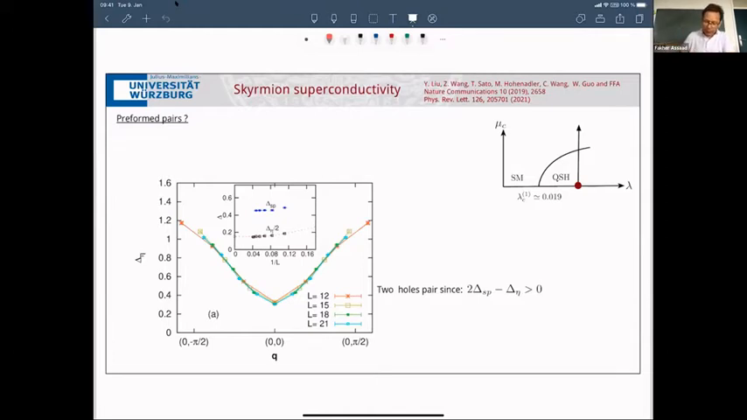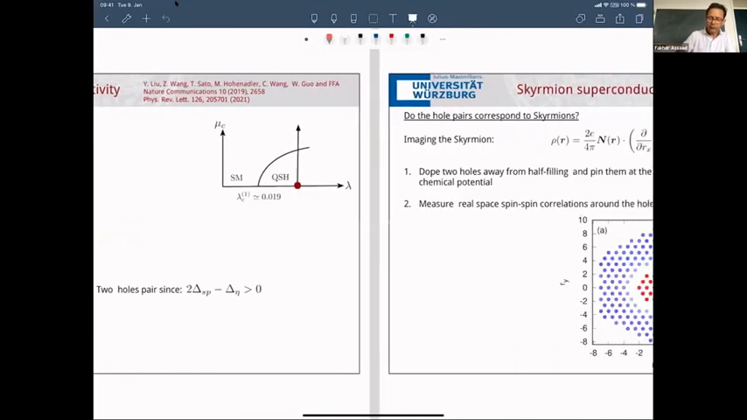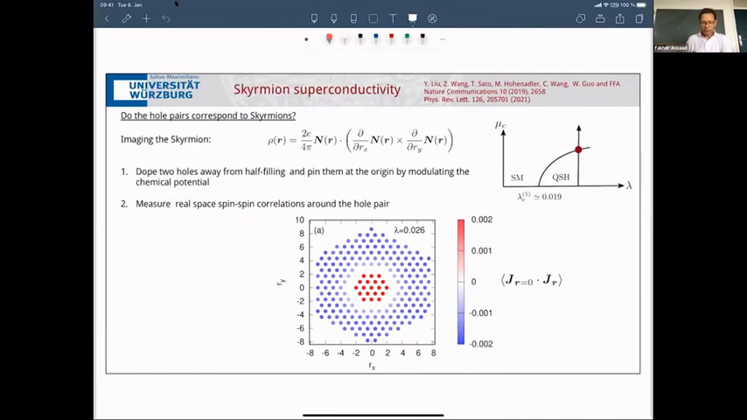Now, we would like to understand if the pair really corresponds to a skyrmion. And so the equation we have to test is the following. The density is related to the texture of the order parameter. So this would be the electronic charge density with the 2e. So how do we do this? This is what we came up with.